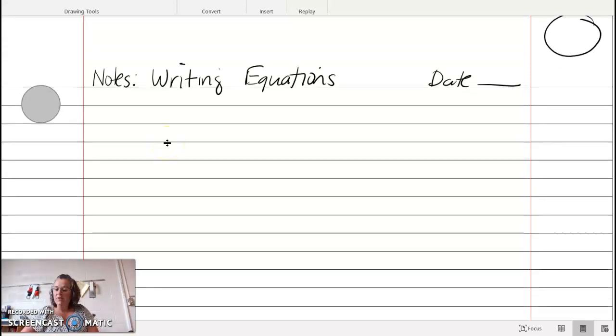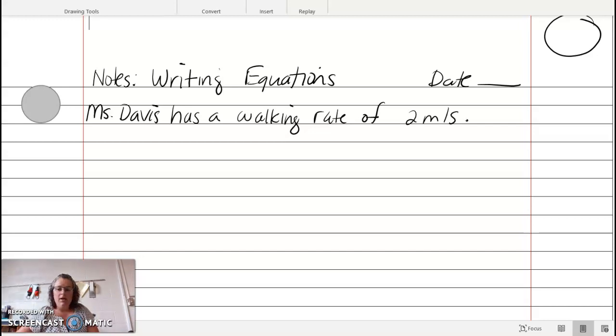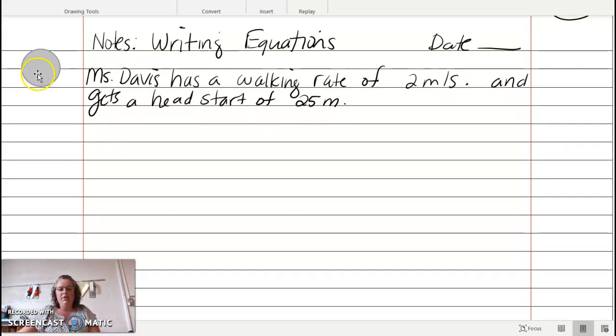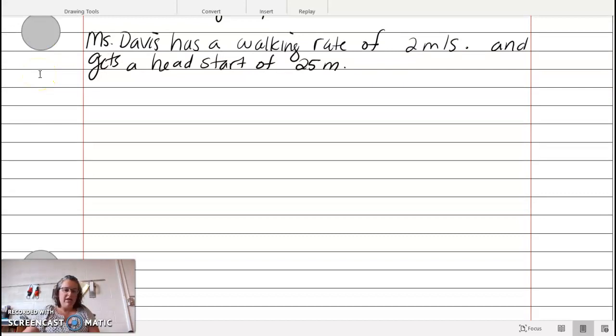Okay, so let's pretend that Ms. Davis has a walking rate of 2 meters per second and gets a head start of 25 meters. The best way, if we don't know how to write an equation with the information that's given, would be to set up a table.